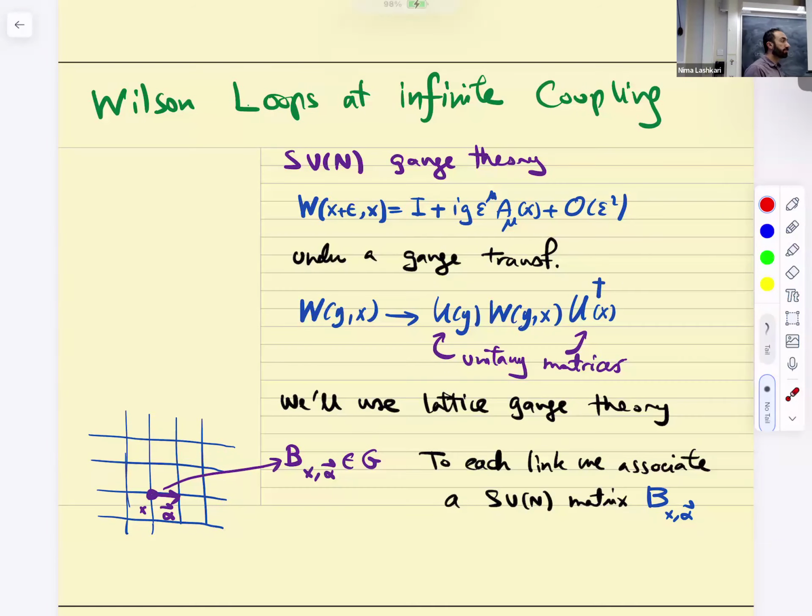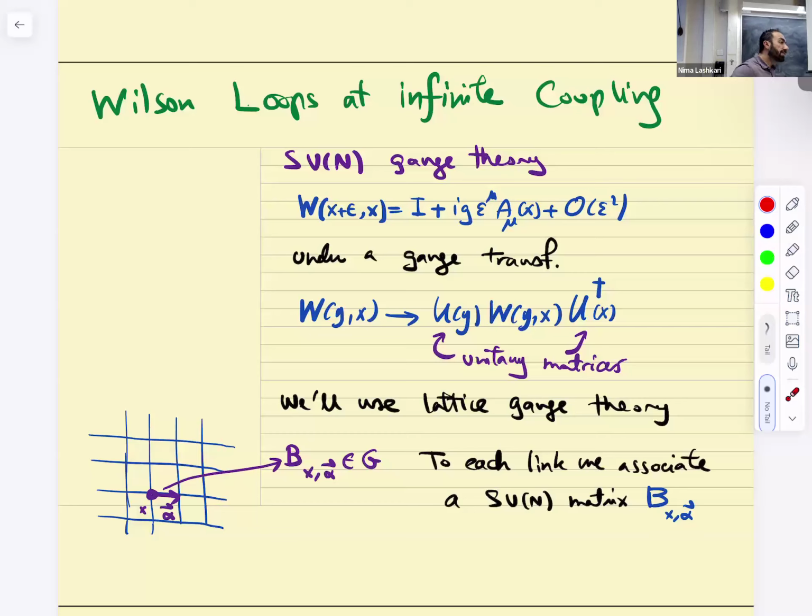Let's pause here. Are there any questions? Is it clear what we're trying to accomplish? We're going to try to use lattice gauge theory to argue that at infinite coupling, V of R is proportional to R. That's what we're doing, which will be some sort of qualitative argument for confinement. So what was lattice gauge theory?